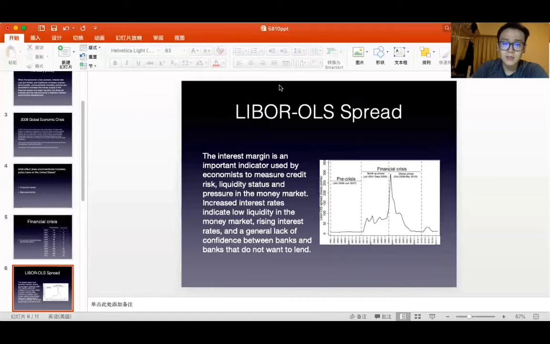The second is the LIBOR spread. The interest margin is an important indicator used by economists to measure credit risk, liquidity status, and the pressure in the money market. An increased interest rate spread indicates low liquidity in the money market, rising interest rates, and a general lack of confidence between banks, which do not want to lend to each other. This picture can prove that unconventional monetary policy has indeed played a positive role.